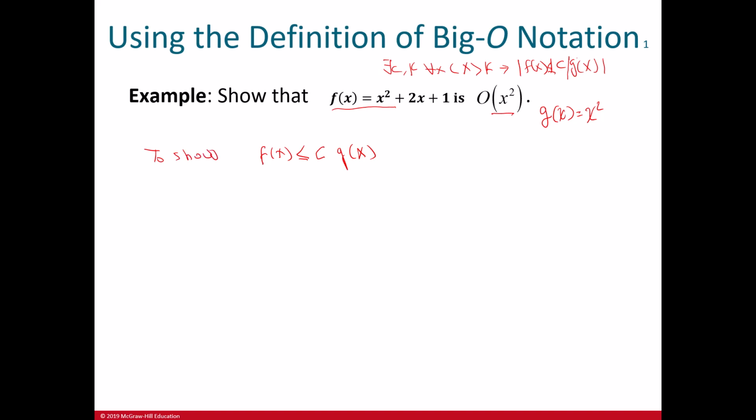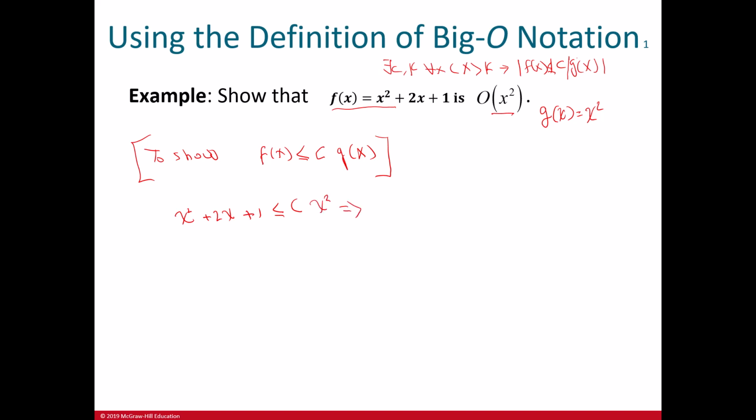I'm going to write it here between square brackets to indicate we are not begging the question. We just say this is our plan. So I'm going to rewrite the values. f of x is just x to the 2 plus 2x plus 1, less than or equal to c. I still don't know what c is, I'm going to find it. And g of x is just x to the 2.